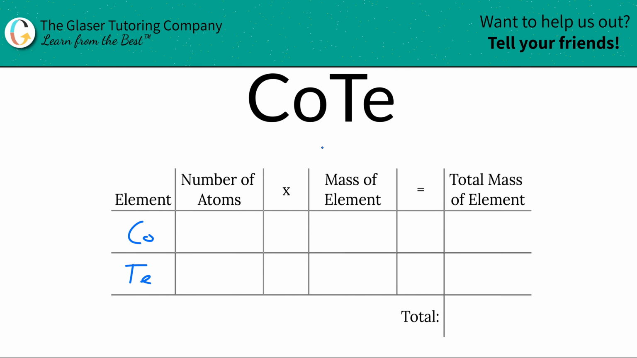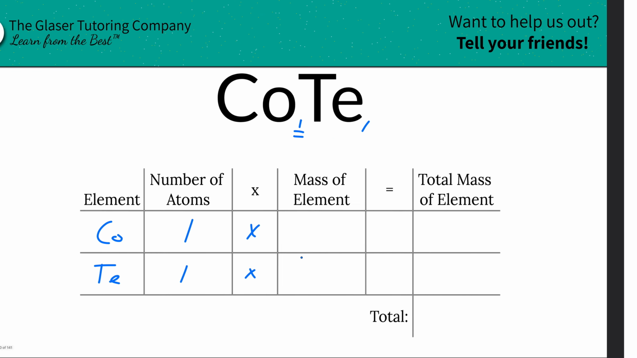Next is to then identify the number of atoms of each, and that's where the subscripts come into play. So at the bottom of cobalt, there's an invisible 1, so there's 1 cobalt, and the same thing for tellurium, 1. Then we're going to take those numbers of atoms and multiply it by the mass of each particular element, and that's found on the periodic table. So let's take a look.